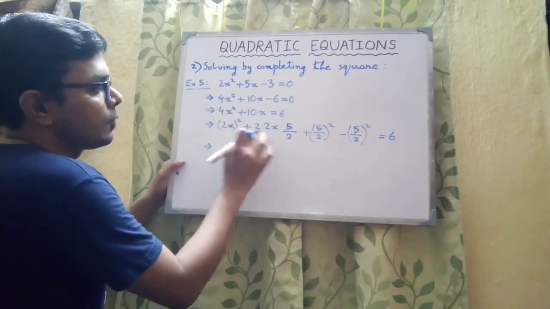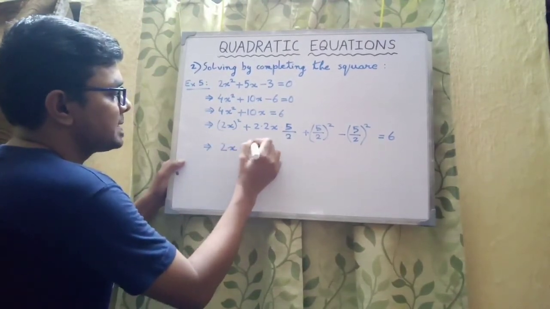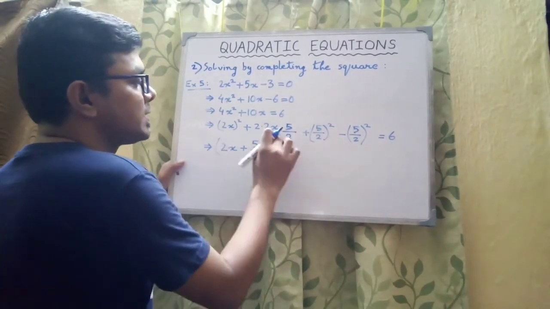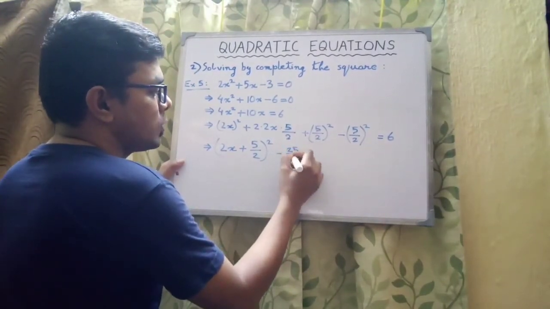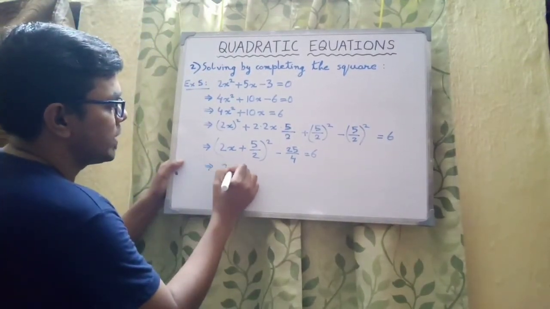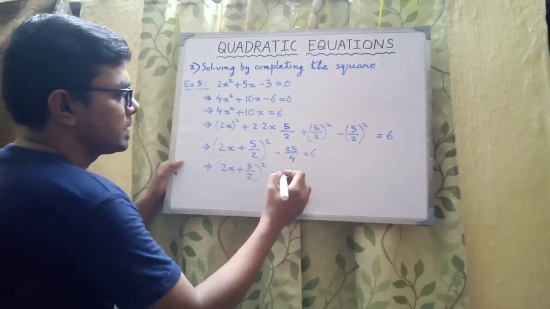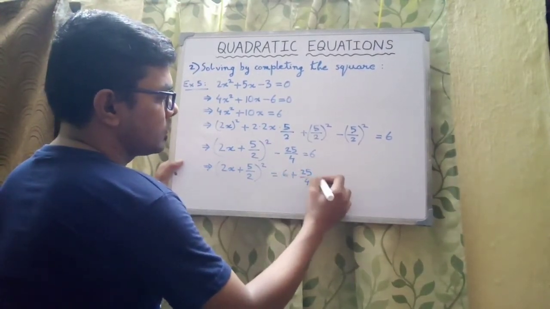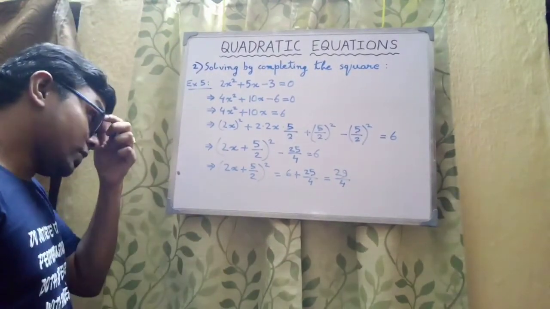Looking at this first three terms, a square plus 2ab plus b square, that gives us a plus b whole square. The first three terms we have taken as a plus b whole square, minus 25 by 4, which is this term, that equals to 6. Implies that 2x plus 5 by 2 whole squared equals 6 plus 25 by 4, that equals 29 by 4. I have done this mentally. You can also do it in rough.